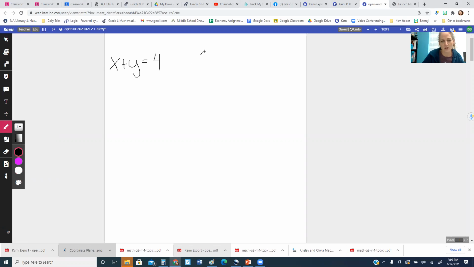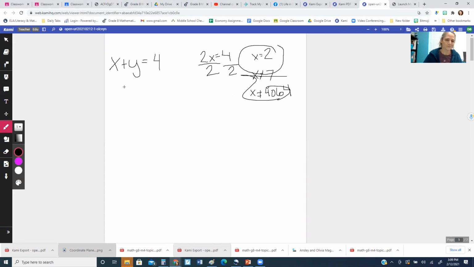If I have something like 2x equals 4, how many solutions does this have? This only has one solution. There's only one solution that works. I'm going to divide both sides by 2. x equals 2, period. x does not equal 7. x does not equal 4,064, right? x doesn't equal any of those things. x equals 2. Well, what does x equal over here? What does y equal? How do we find out?